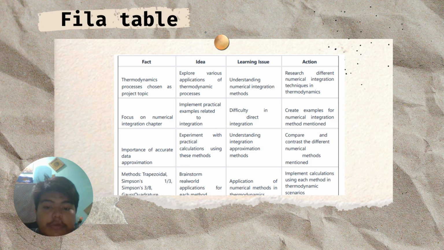Thirdly, the importance of accurate data approximation. Idea: experiment with practical calculation using this method. Learning issue: understanding integration approximation methods. Action: compare and contrast the different numerical methods mentioned. Methods: trapezoidal, Simpson 1/3 and 3/8 quadratic equation. Brainstorm real-world applications for each method. Application of numerical methods in thermodynamics. Implement calculation using each method in a thermodynamic scenario.